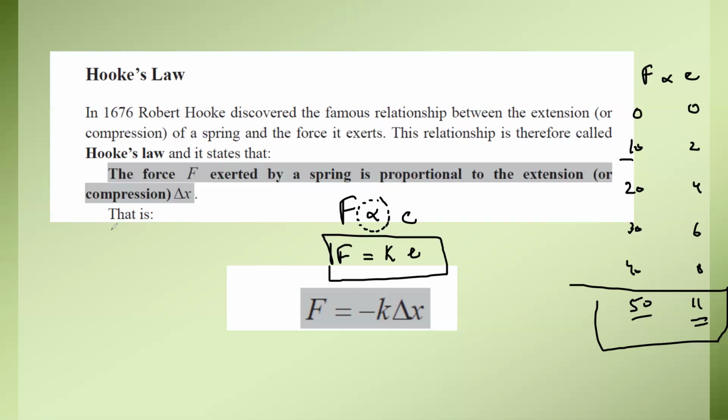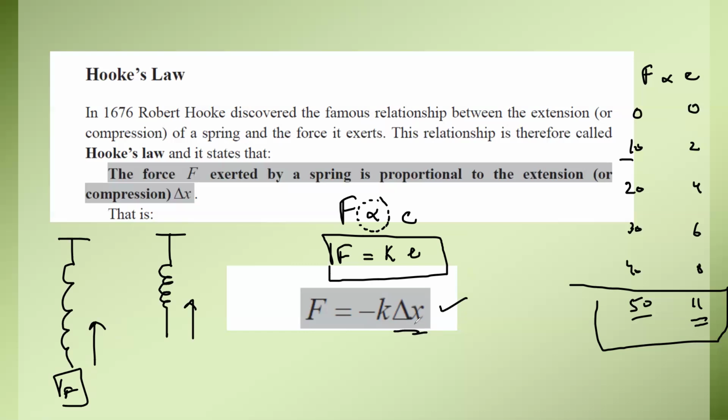And when we talk about the force of the spring, it is always a restoring force. When you add a load, the spring stretches, and the direction of the force applied by the spring is always to return to its original position. That's why it is written F equals minus k delta x, or you can also say e, which is extension. So here the force was 10, extension is 2.